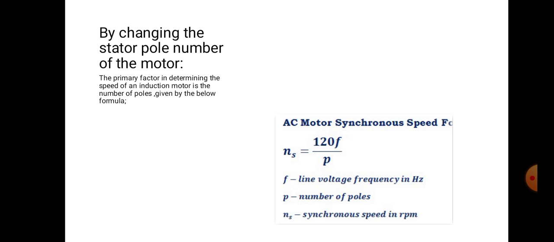First method, by changing the stator pole number of the motor. The primary factor in determining the speed of an induction motor is the number of poles. In this photo, we can see the formula: Ns equals 120 F by P. P is the number of poles, F is the line voltage frequency in Hertz, and Ns is the synchronous speed in RPM. This formula is used to find synchronous speed in RPM.